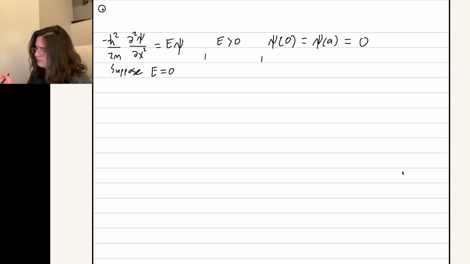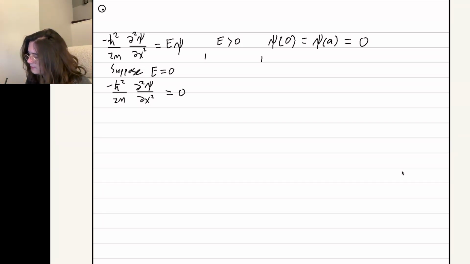So if E is 0, then the Schrodinger equation is looking like this. We have minus h bar squared over 2m times the second derivative of the wave function, del squared psi over del x squared, equals 0. And then for brevity, I'm going to let that 0 gobble up the h bar stuff. So it's that.